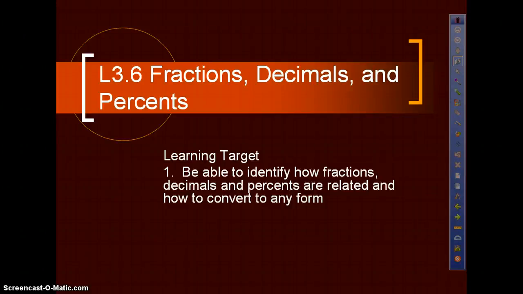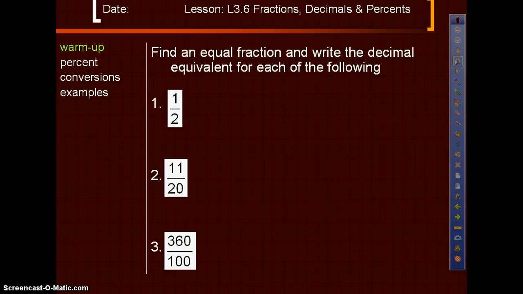Hey guys, lesson 3.6, fractions, decimals, and percents. Our learning target today is to be able to identify how these three forms of numbers are related and how to convert to any form. We begin with a warm-up.